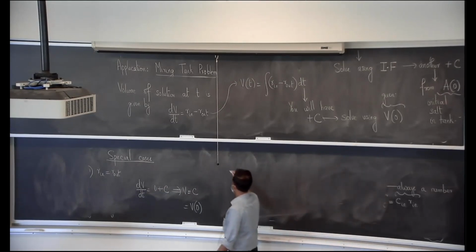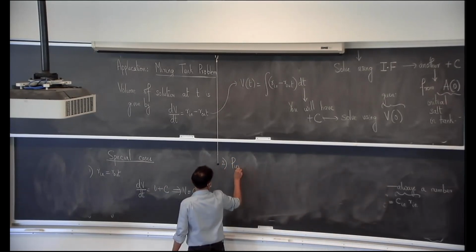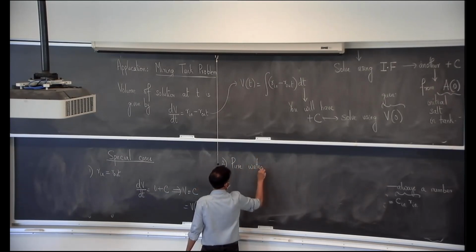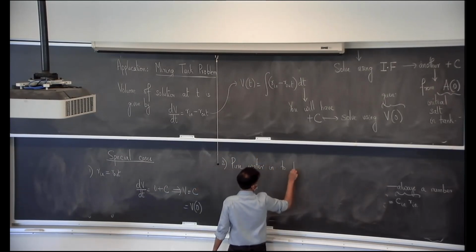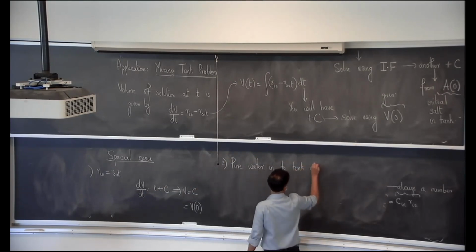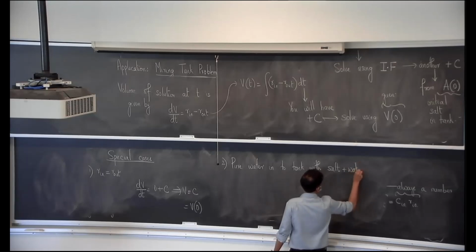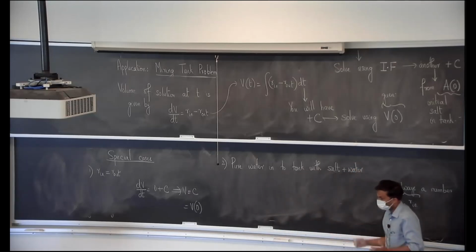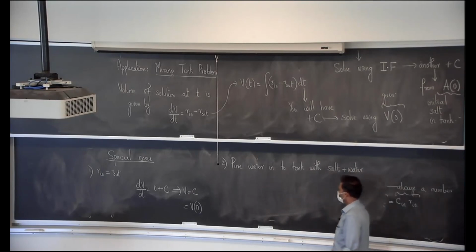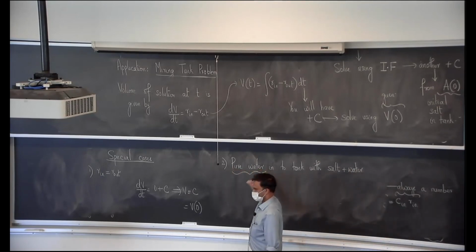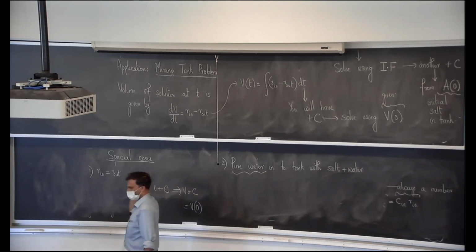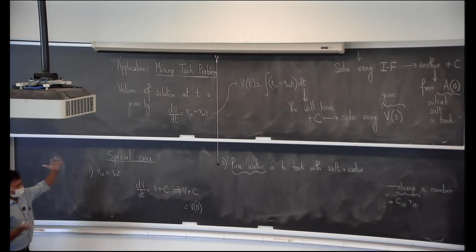Special case number 2: pure water coming in to a tank with salt and water. That's still mixing. How does this pure water information help us in this problem in terms of the C in, R in, C out, R out, all those things? One of these is a special number based on the pure water thing. What do you think it is?